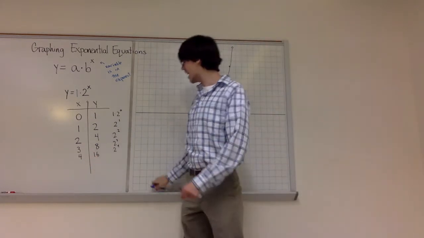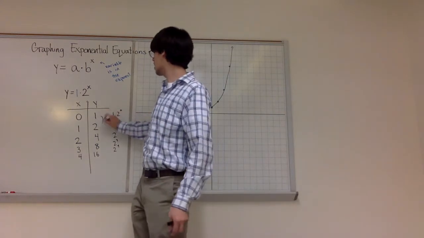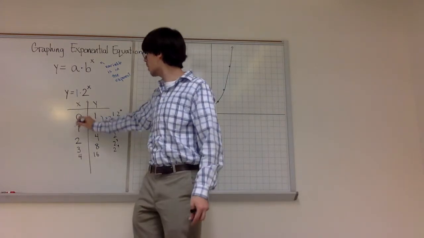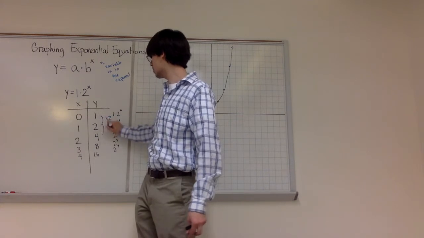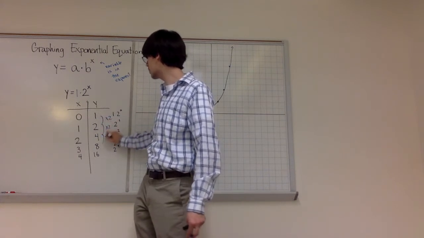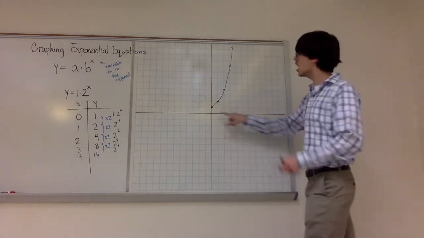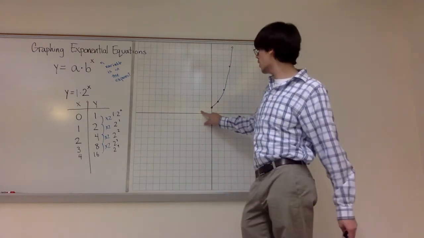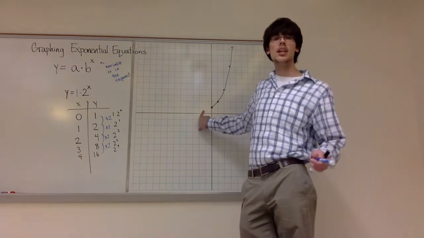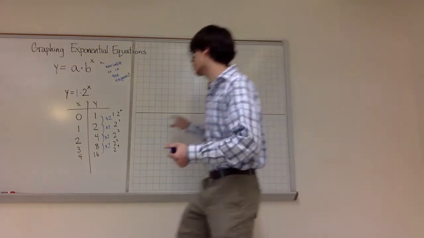What's really happening is every time I go up one number in the x's here, I'm doubling every single time. I'm multiplying by 2 to get to my next numbers. They're very, very steep. What I want to talk about here, though, is this part of the graph where you plug in negative numbers. So I'm going to add that in right here.